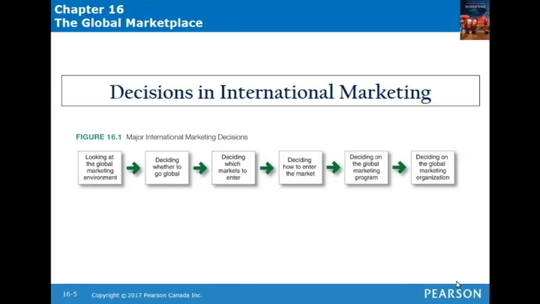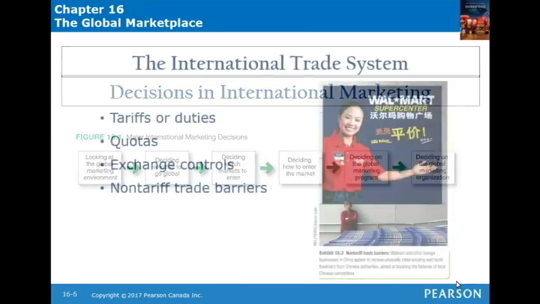Decisions in international marketing. Figure 16.1, major international marketing decisions. So there's a bunch of boxes here, and it starts at the left, looking at the global marketing environment, and an arrow to the right: deciding whether to go global, deciding which markets to enter, deciding how to enter the market, deciding on the global marketing program, deciding on the global marketing organization.